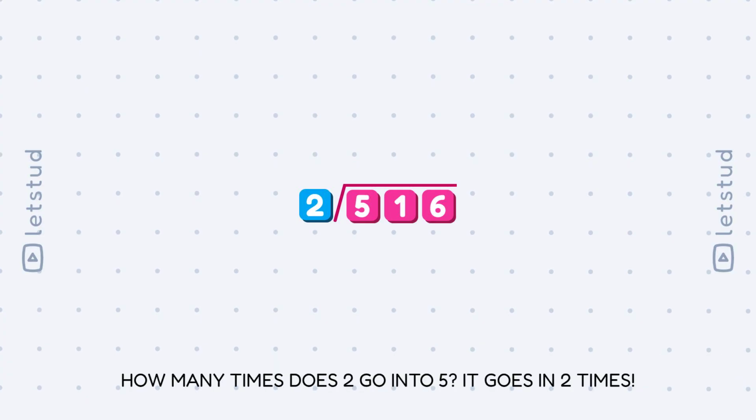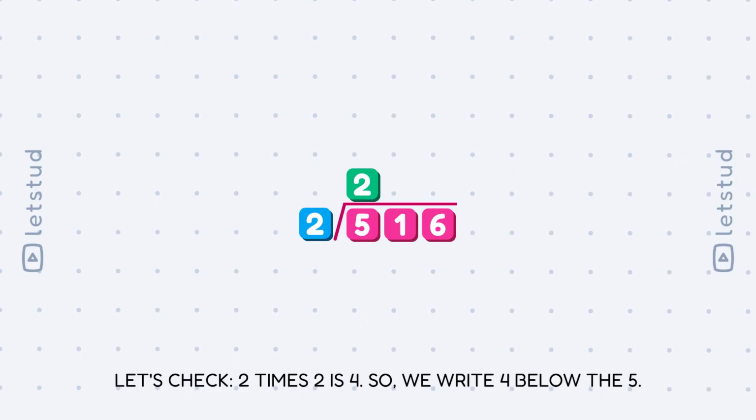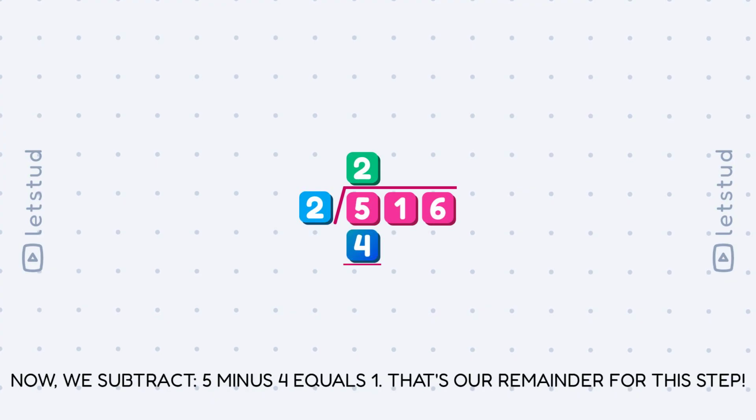How many times does 2 go into 5? It goes in 2 times. Let's check: 2 times 2 is 4, so we write 4 below the 5. Now we subtract: 5 minus 4 equals 1. That's our remainder for this step.